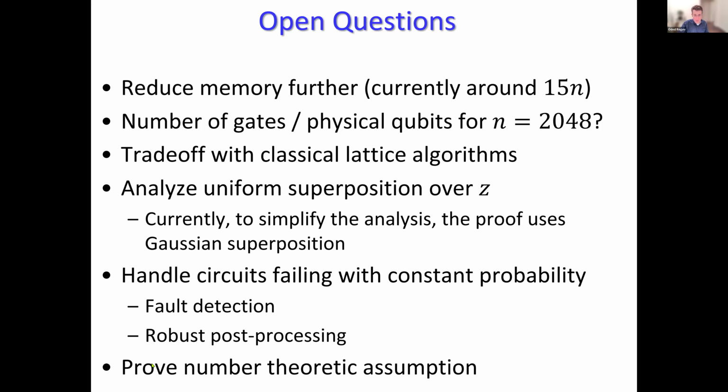And something that we already brought up before, the number-theoretic assumption. I think it would be very nice to prove it or show that it follows from GRH or anything like that. But I still don't know how exactly to do that. I know it would be really fantastic if something else can be said about that. Okay, I'll stop there. Thank you.